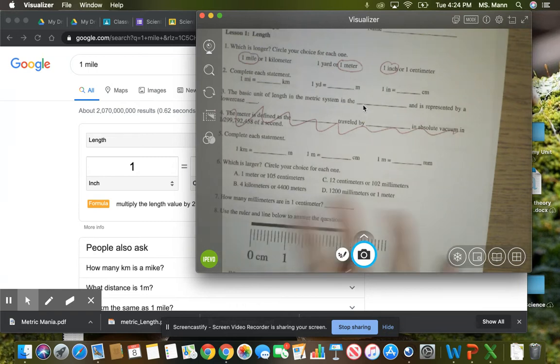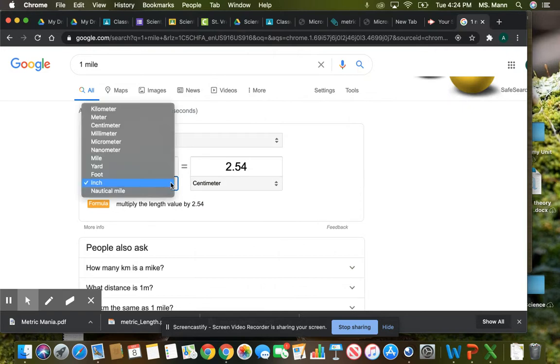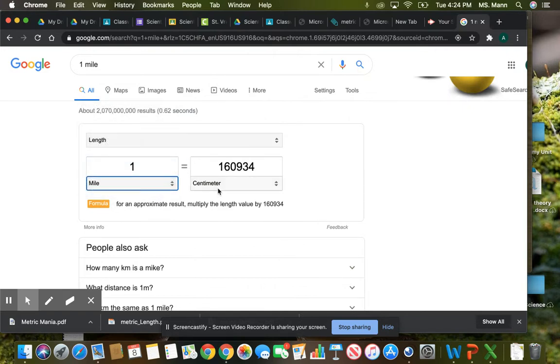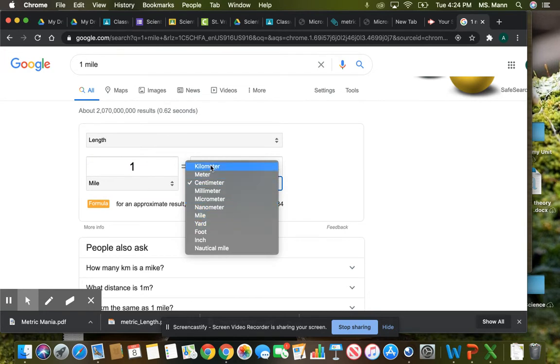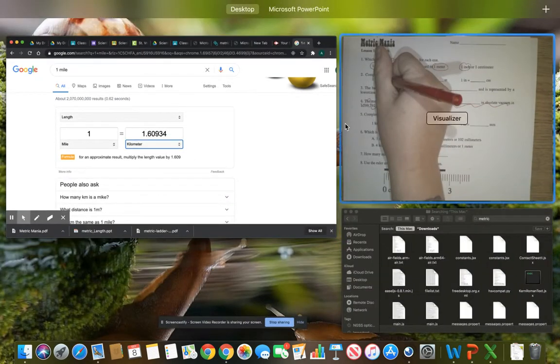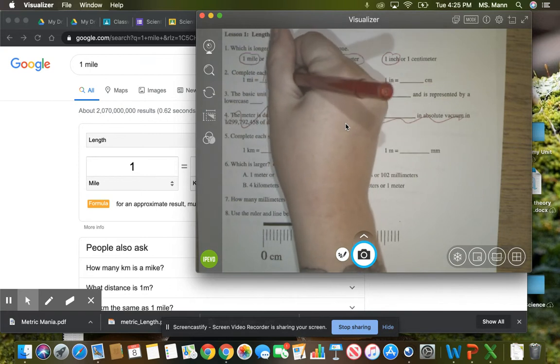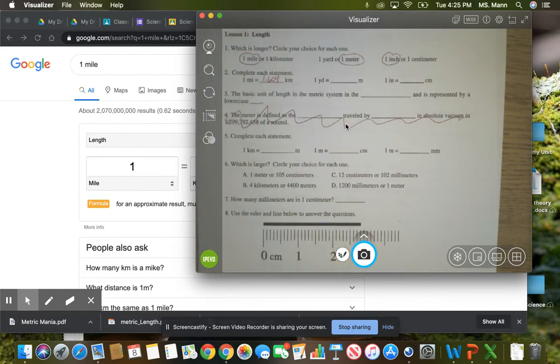All right, so now we're going to complete each statement. Again, guys, this is where you're really going to use your resources, like Google. So 1 mile equals how many kilometers? You got a mile, how many kilometers is that? That's 1.609. So 1 mile is 1.609 kilometers.